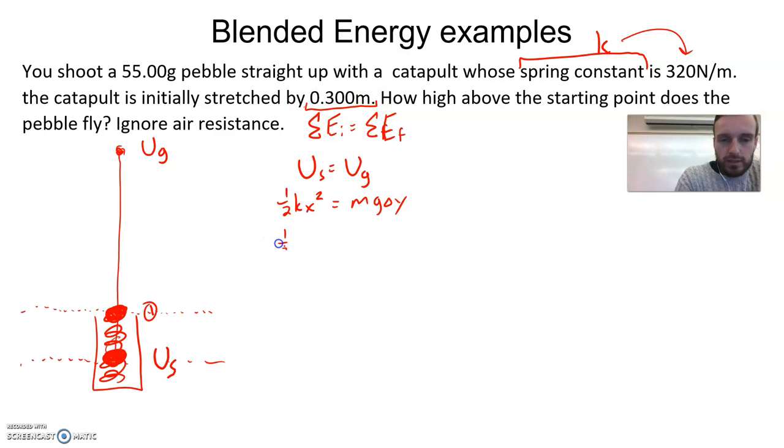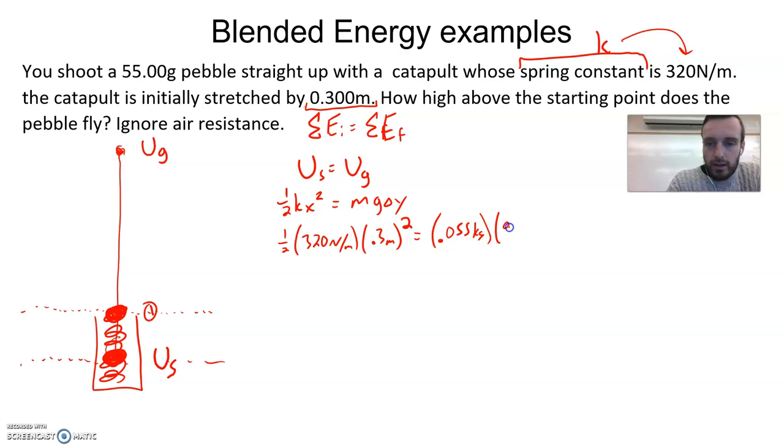So let's plug some stuff in. We have 1/2 times 320 newtons per meter, times our x, our stretchy distance, of 0.3 meters, squared, and we set that equal to mg delta y. Here the masses don't cancel, because we have kx squared on one side. So don't get all mass-cancel happy here. Some people like to just smash the masses, and you can't always do that. Delta y is going to be our final answer.